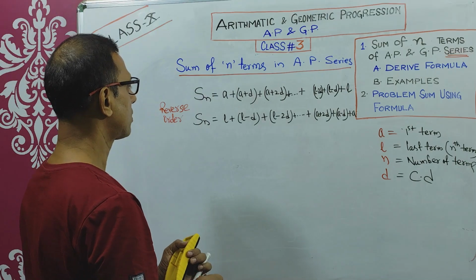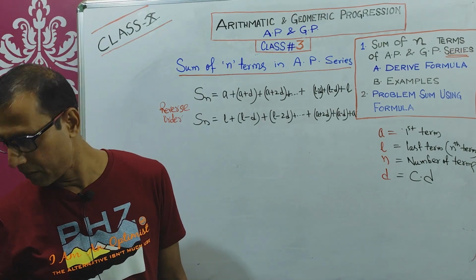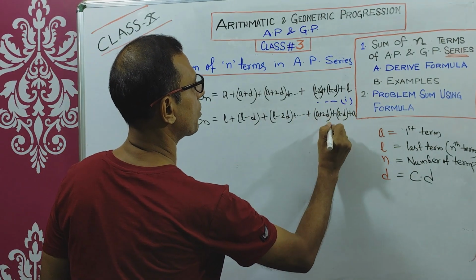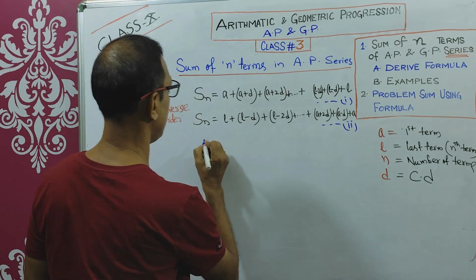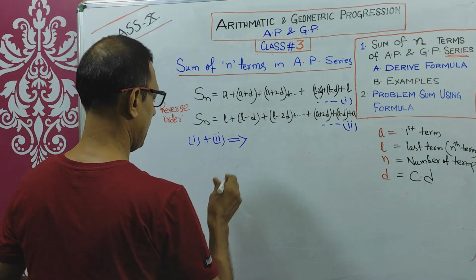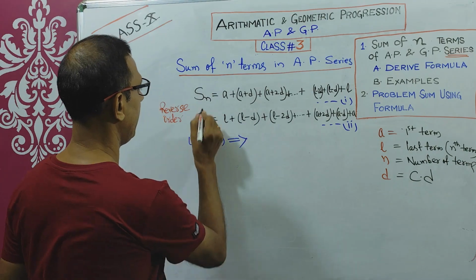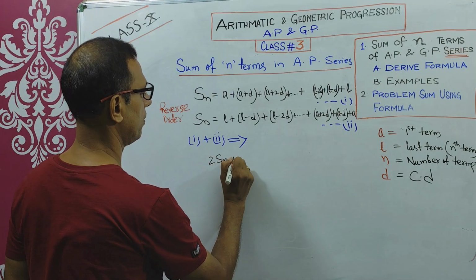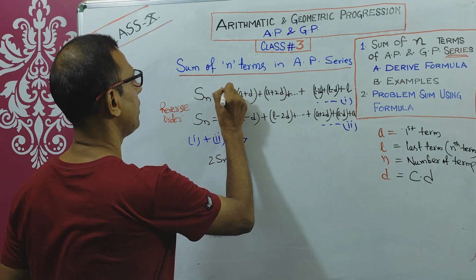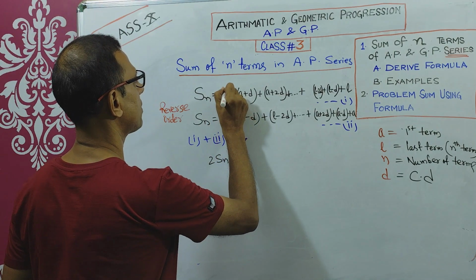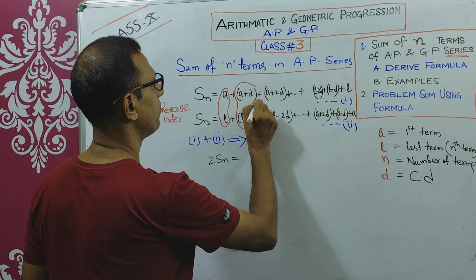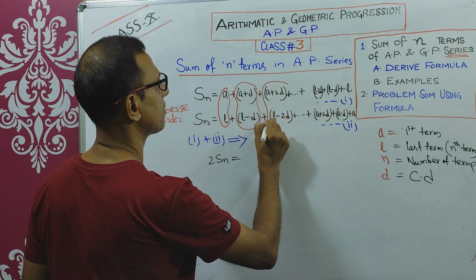Now I will sum up these two. So if you say this is equation 1, this is equation 2, then 1 plus 2. If I write down like this, it will be Sn plus Sn, 2Sn, right? And then I am taking this one, a plus L, just the respective term you are summing up. This is another summing up. This is second term versus second term.